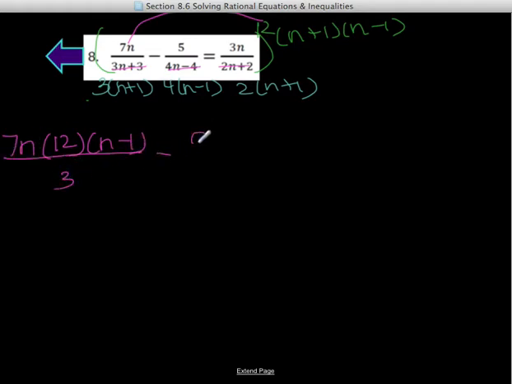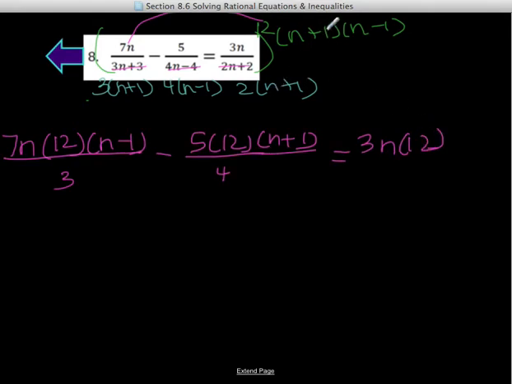Minus, now in this case, I'm going to leave the 4 in the denominator, so it's going to be times 12. Now I have n minus 1, so those will cancel, so I'll be left with n plus 1 equal to 3n times 12. Now if I look, I have n plus 1 here, so those will cancel, so I'll have n minus 1 all over 2.